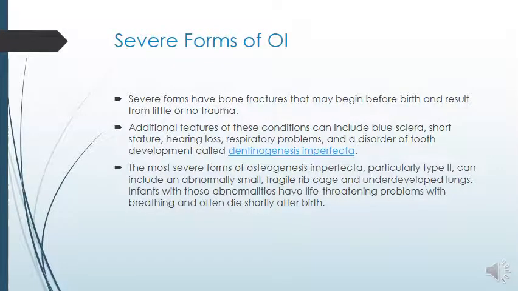In the severe forms of OI, there are a lot of bone fractures that may begin before birth and result from little or no trauma. Additional features can include the blue sclera, short stature, hearing loss, respiratory problems, and a disorder of tooth development called dentinogenesis imperfecta. The most severe forms of OI, particularly type 2, can include an abnormally small, fragile rib cage and underdeveloped lungs. Infants with these abnormalities have life-threatening problems with breathing and often die shortly after birth.